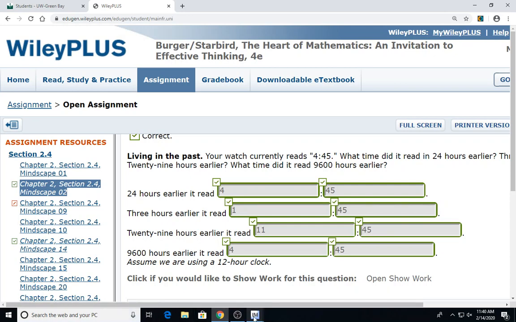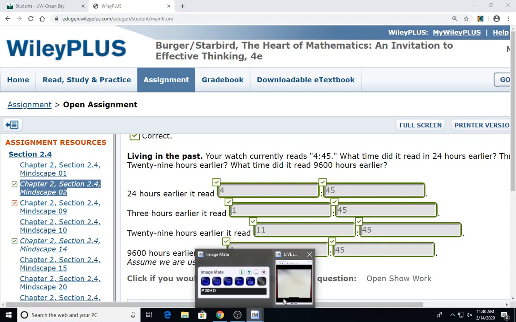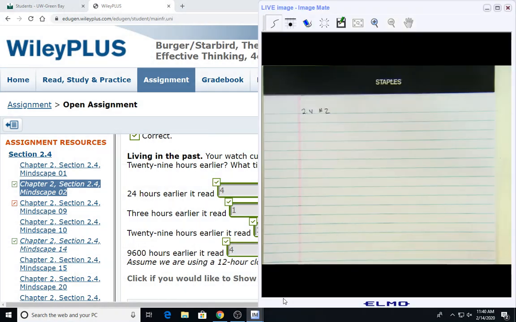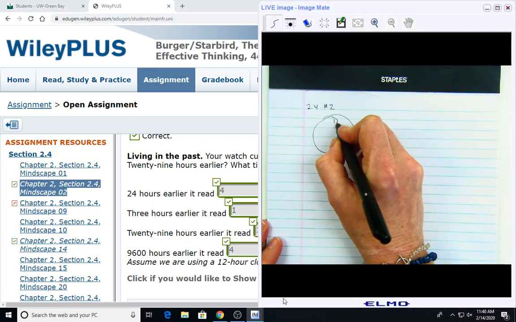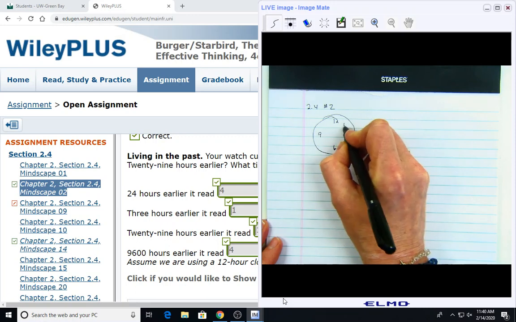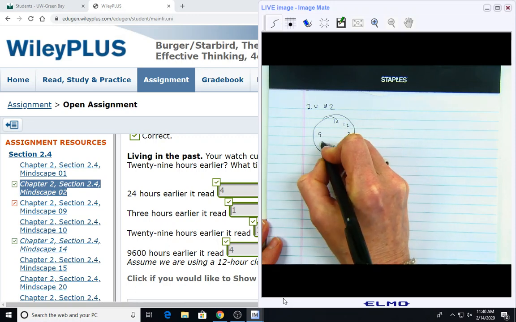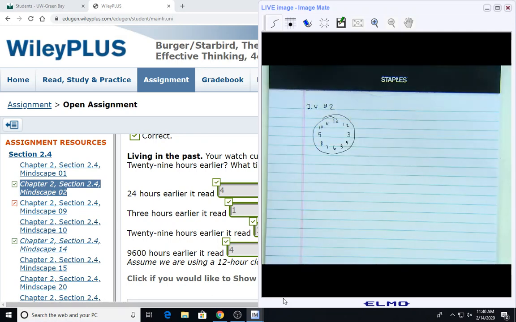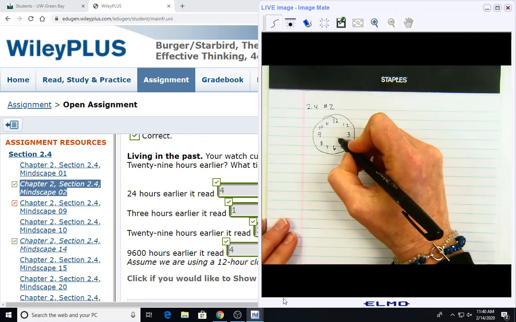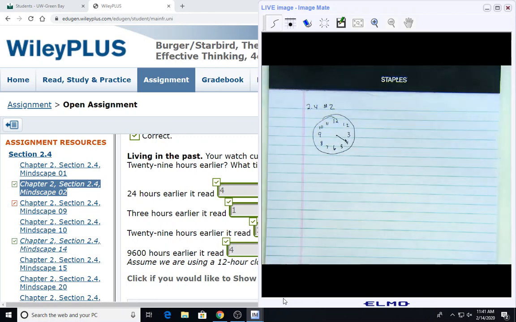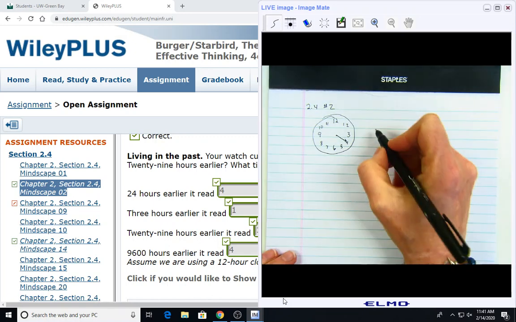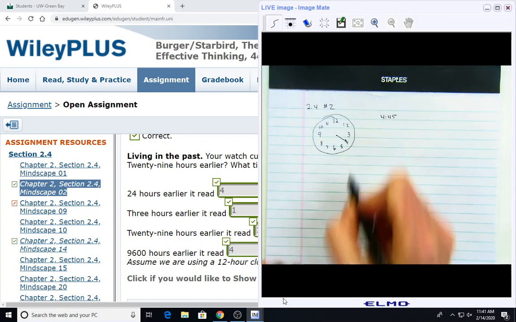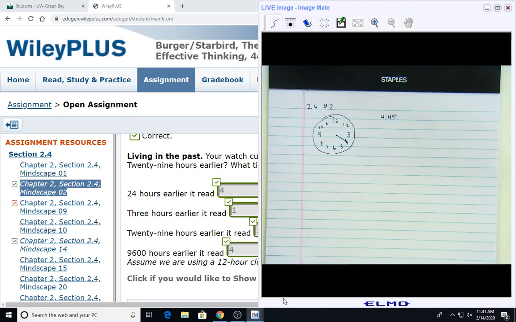So on this clock we are at 4:45. So I'm going to draw a clock, and I think that actually helps. For me it does. I can picture it. And we're starting at 4:45. So I'll put the hour hand on 4. And my first question is 24 hours earlier. Well, that's one whole day, so it still will be 4:45. I'm not going to write the minutes on the clock, just the hour, because the minutes will stay 45.